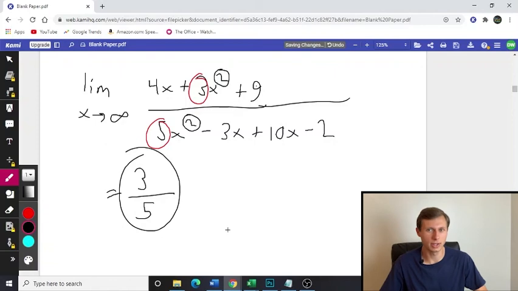Okay? I think you get the point at this rate. And yeah, that's pretty much everything you need to know about limits at infinity.